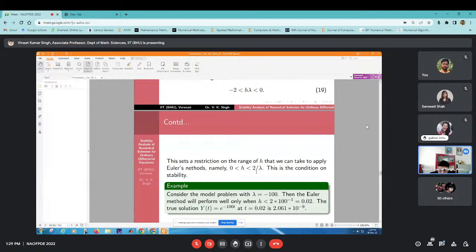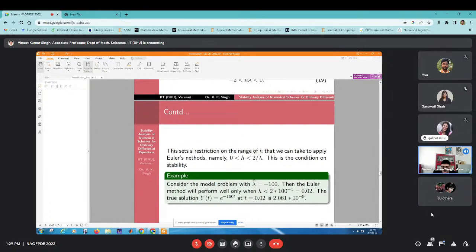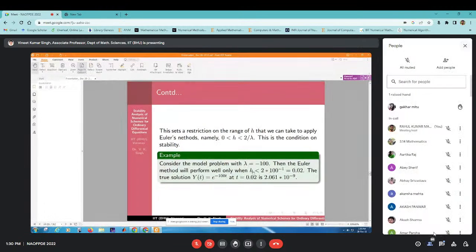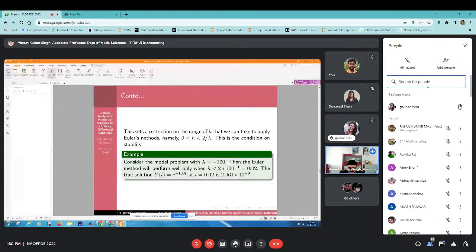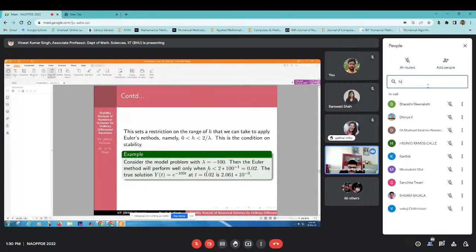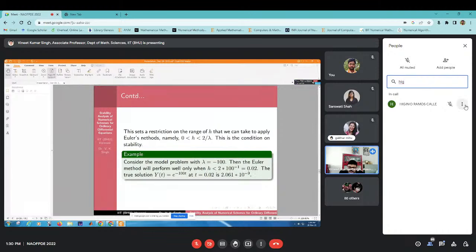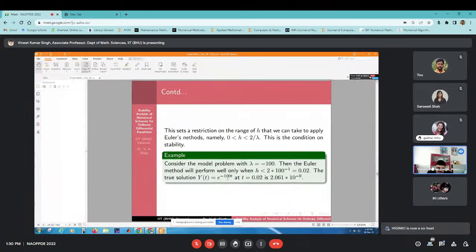But suppose you need an unconditionally stable scheme, then what should I do? So I have taken some example to verify this. I have taken this example when lambda is -100. So in this case, h value should be less than 0.02. If h is less than 0.02, then that scheme will provide you that solution. So this is conditionally stable.